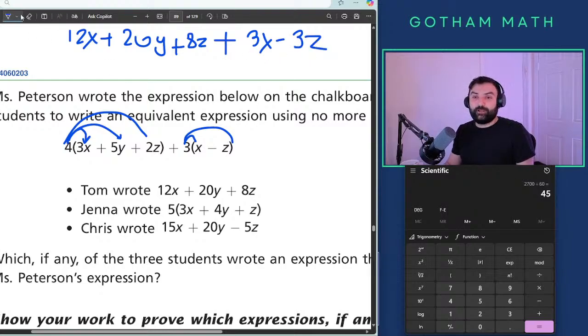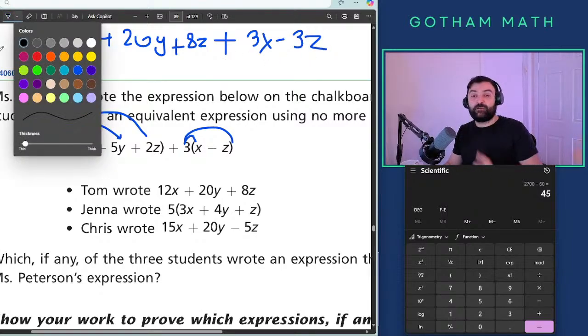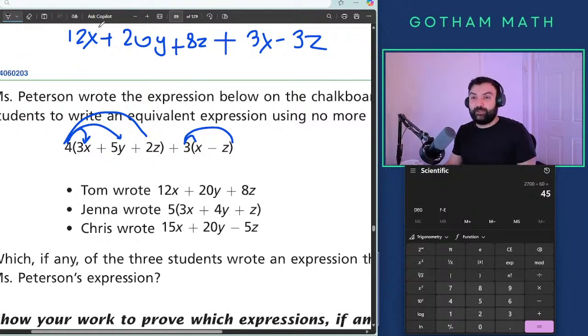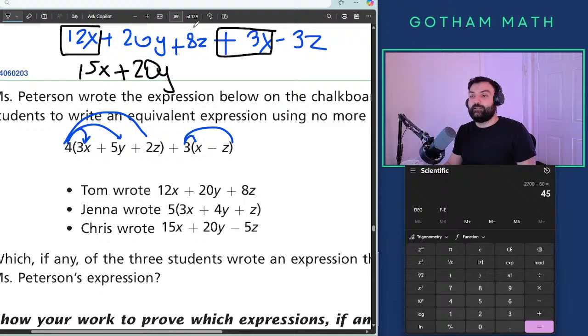What do you have to do now? What's called combining like terms. So you have to do 12x combined with positive 3x, okay? That gives us what? 15x. You have to look if there is y anywhere else. No, right? No like term for y, so it's 20y. And then you have to do 8z and minus 3z, which is 5z. So Chris is right.